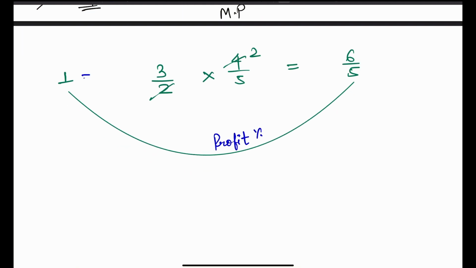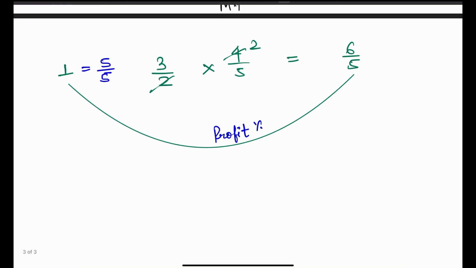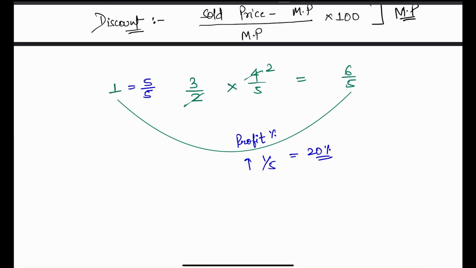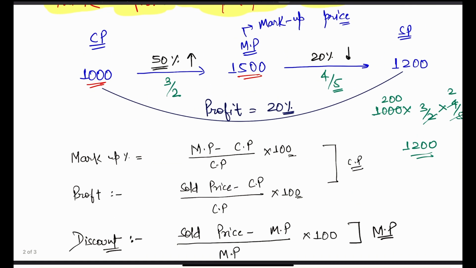So 1 is how much? 5 by 5. From 5 by 5, how much is the increase? 1 by 5, and 1 by 5 in percentage terms is 20%. So I can say that successive change of markup price and discount will give us the profit and loss.